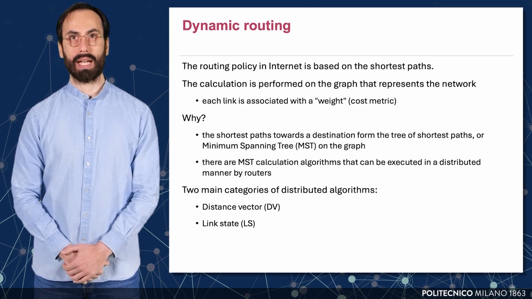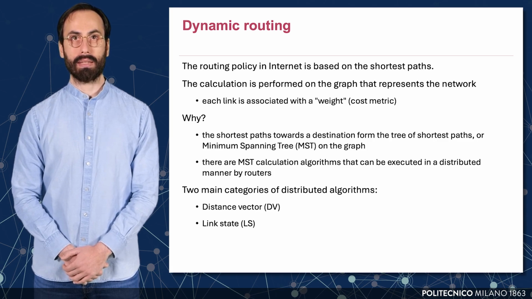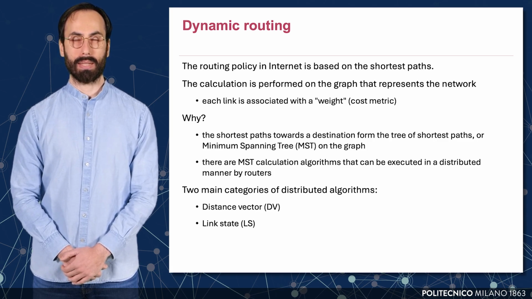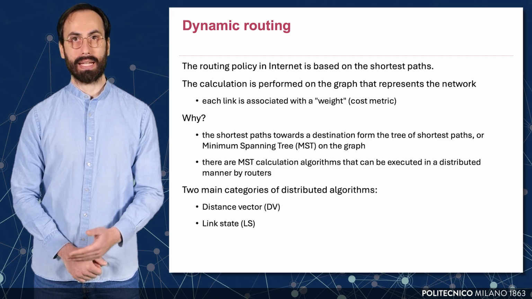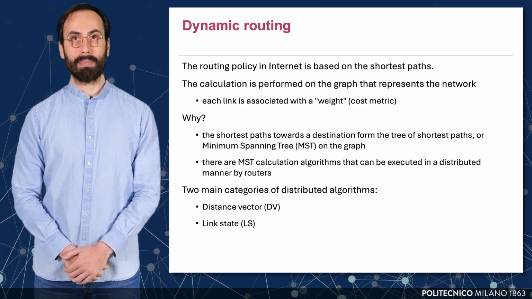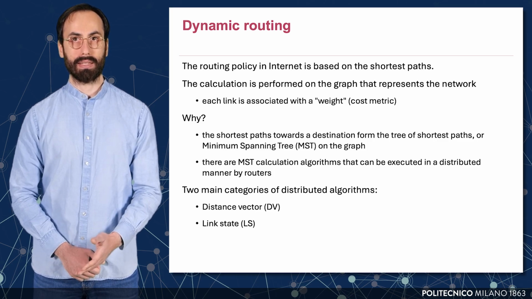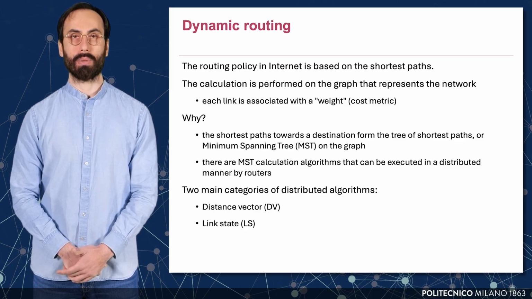There are two major classes of dynamic routing algorithms: distance vector, DV, where routers exchange information with neighbors about the distance to destinations; link state, LS, where routers share complete topological information, and each independently computes the best path. These algorithms enable efficient, adaptive routing in large and changing networks like the internet.